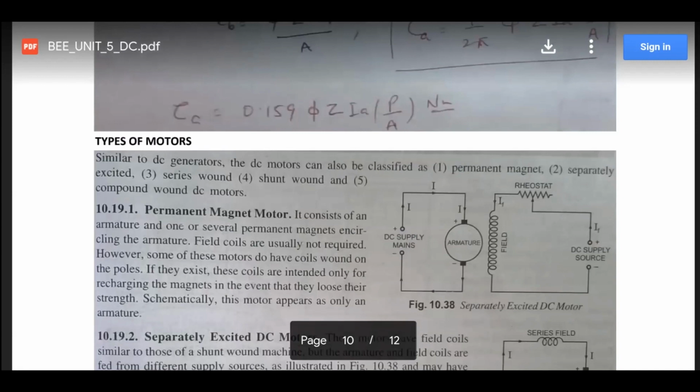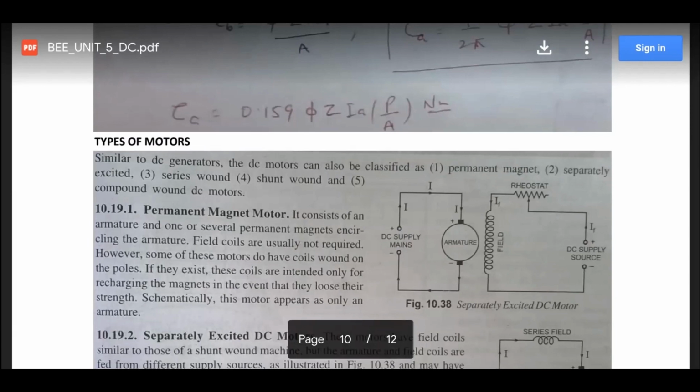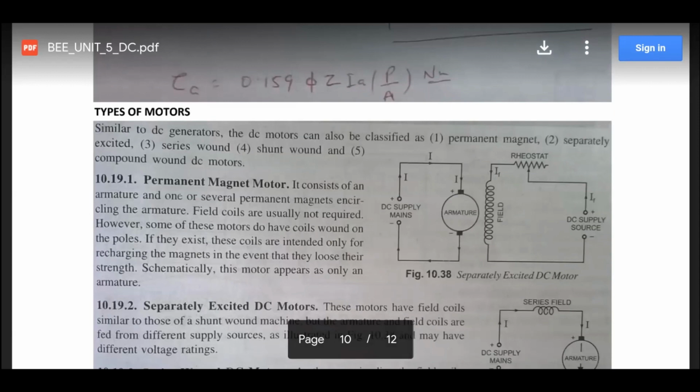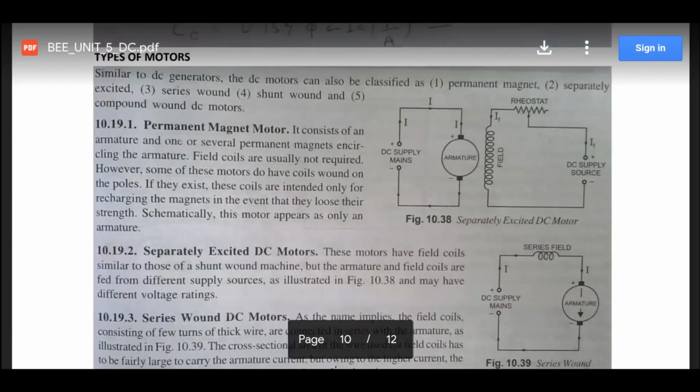So next part is the types of motors. Construction wise, it is again similar to the DC shunt motor, series motor and compound motor. Construction wise they are the same. What is the difference? The difference is just that in the motor, current is supplied, and in the generator, current is taken out. So the direction of the current reverses, and the rest remains the same, whether it is field excitation types.